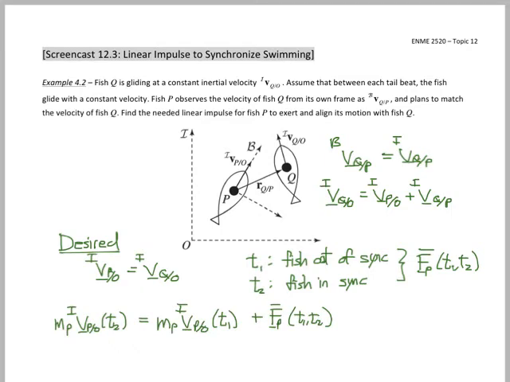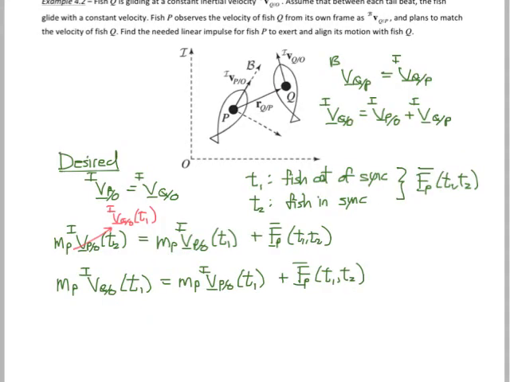Now remember, we said that we want our velocity of P with respect to O to be the same as Q with respect to O. So that means that we can just substitute the velocity of Q with respect to O into this equation. And we can specifically say that it's the velocity of Q with respect to O at time 1, because when fish P was observing fish Q and desiring to match its speed, it was at time 1, prior to the impulse that it was going to apply. So now that we have our new expression, let's rearrange our terms and solve for the impulse from T1 to T2.